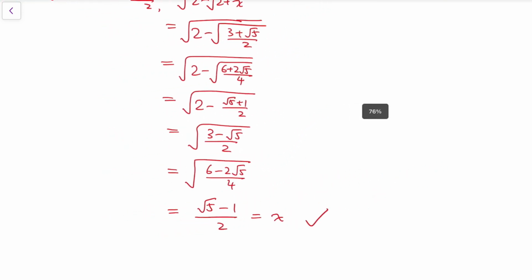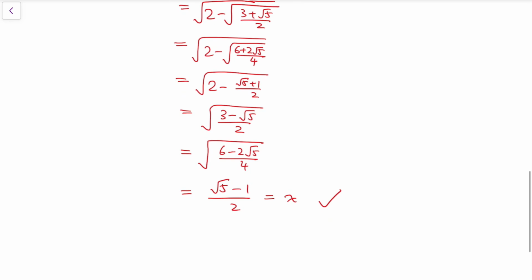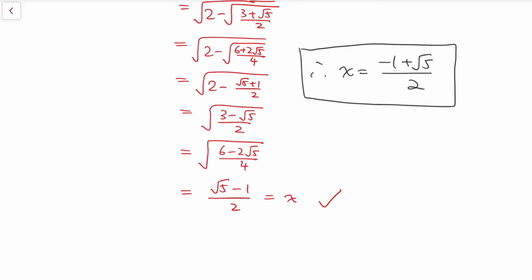So that means this is the final solution. Minus 1 plus square root 5 over 2. This is the answer.